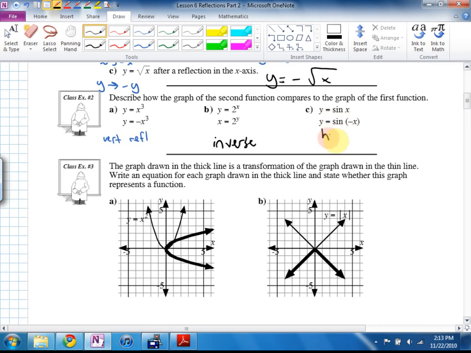How many more? Yep, we're almost done. Good. Example 3. What's going on here?